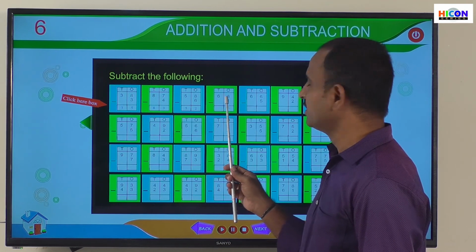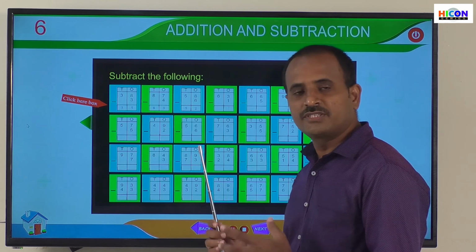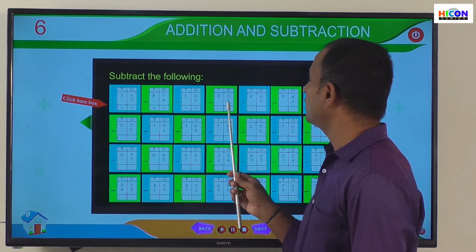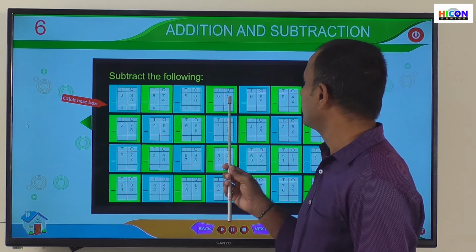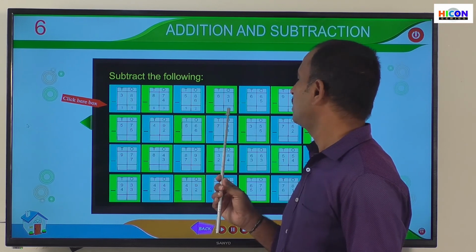So the first number is 63 and the next number is 1. So first subtract the digits present in the ones place. That is 3 minus 1. Open 3 fingers and close 1 finger and the remaining fingers will be the answer.